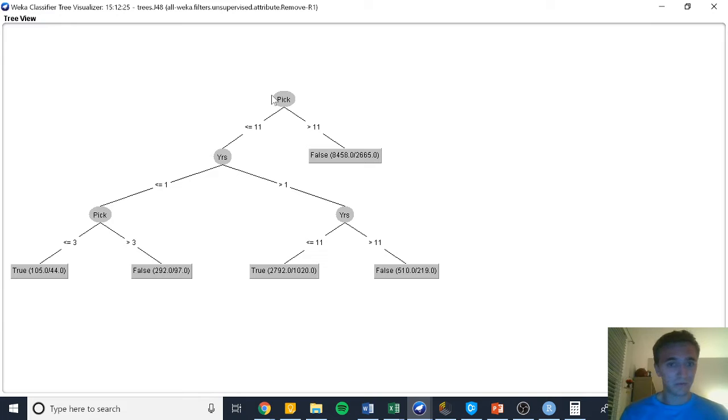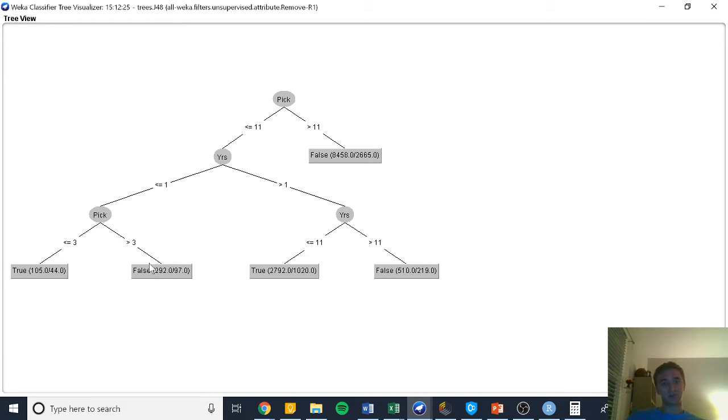So if the pick is greater than 11, false. You're likely to be a non-average player. And then here's years, so experience. So this year one appears to be a very interesting cutoff. If you are less than pick 11, but greater than 11 years, often you are false in terms of being an above average player. But if you have less than 1 year of experience and are less than the third pick, it is often true versus false.